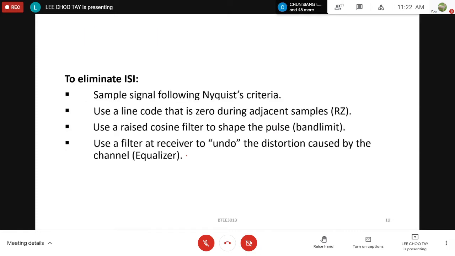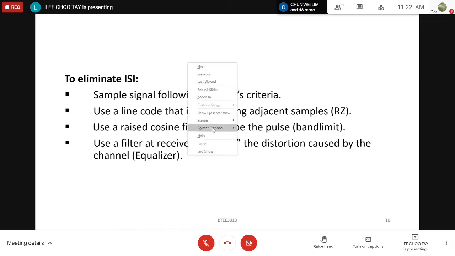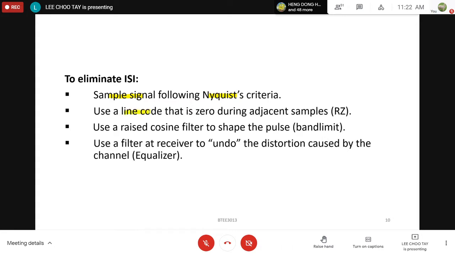At the receiver side, in order to eliminate the intersymbol interference, there are 4 things that we must follow. The first one is we have to sample the signal following the Nyquist criteria. Then use a line code that is 0 during adjacent samples. In this case, a return to 0 line code will do.